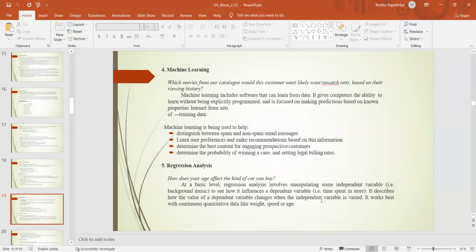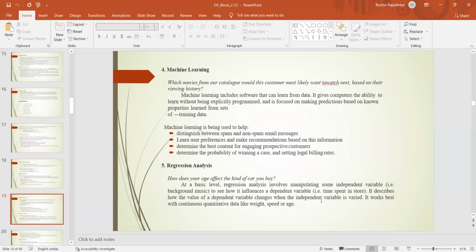So what is machine learning used for, and in what areas does it help? Distinguish between spam and non-spam email messages, learn user preferences and make recommendations based on this information, determine the best content for engaging prospective customers, determine the likelihood of winning a case and set legal billing rates. So these are the main uses of machine learning algorithms.